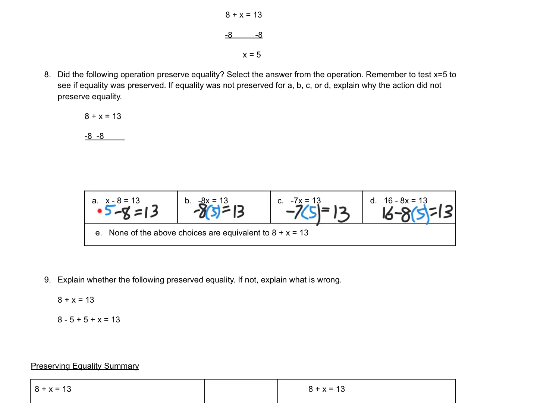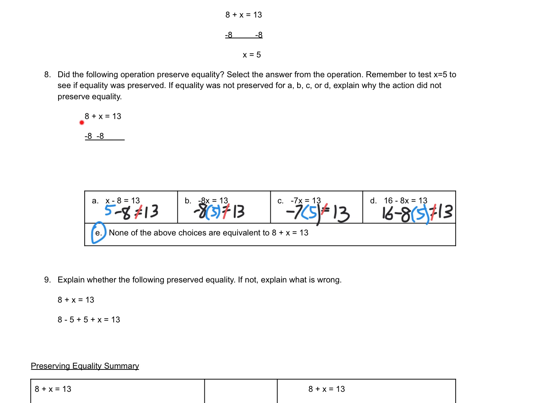So when I plugged in 5, notice on A we have 5 minus 8 is supposed to equal 13. That's not true. When you have an equal sign but you draw the line through it, then it says not equal to. So it says the left side is not equal to the right side. Negative 8 times 5 is supposed to equal 13. Again, not equal to. Negative 7 times 5 is supposed to equal 13. Again, not equal to. How about D? 16 minus 8 times 5 is supposed to equal 13. Again, not equal to. So you see that my answer is E. None of these above choices are equivalent to 8 plus x equal to 13.